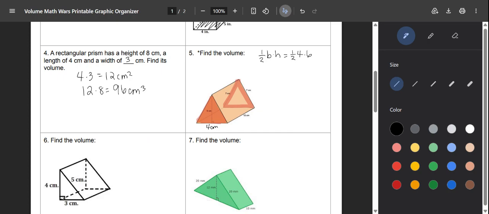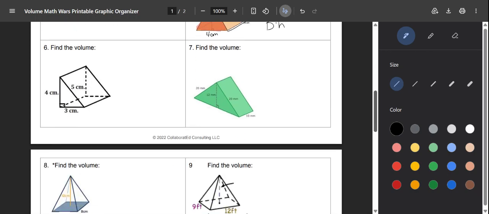My height is 6. I know half of 4 is 2, and 2 times 6 is 12, so the area of that triangle is 12 square centimeters. Now I just need to multiply it by the height of that prism. 12 times 12 is 144 cubic centimeters. So we did area of base, and we use a capital B to represent the area of the base, times height. Just like we did over here. We found the area of the base, and then we multiplied by the height.